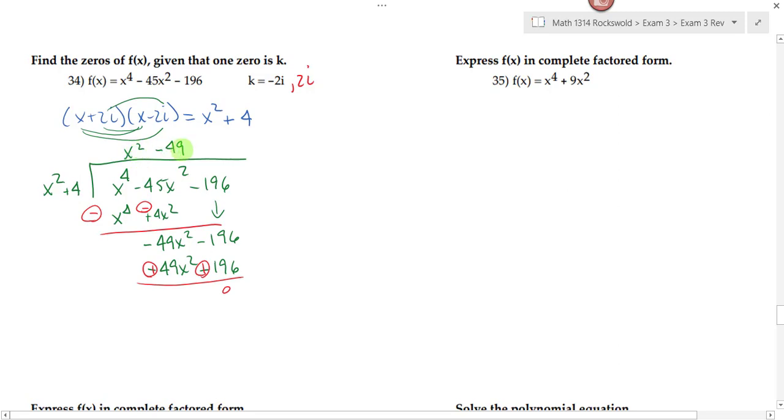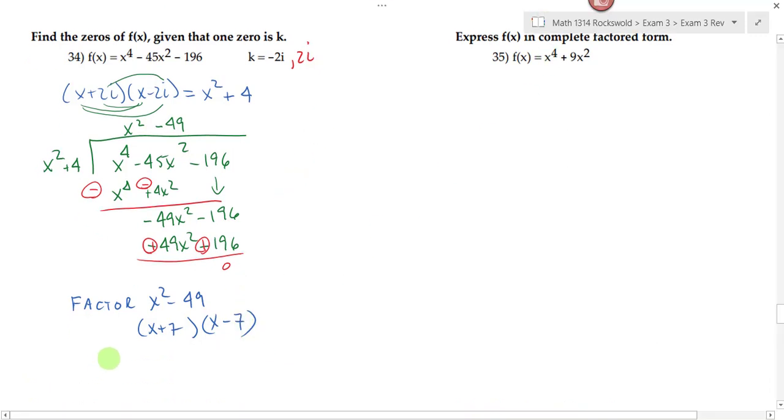So that means that x squared minus 49 is the other quadratic factor of this polynomial. So now I need to factor x squared minus 49. And x squared minus 49 is x plus 7 times x minus 7. It's the difference of 2 squares. So my 4 zeros for this problem are going to be at plus or minus 7 and plus or minus 2i. Those 2i's were from my complex roots that I was given, and then my real roots I found.